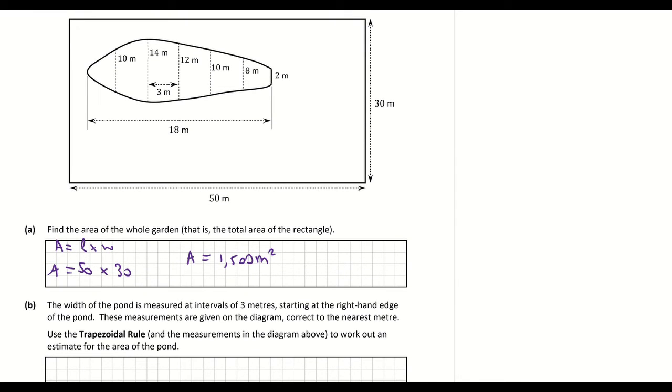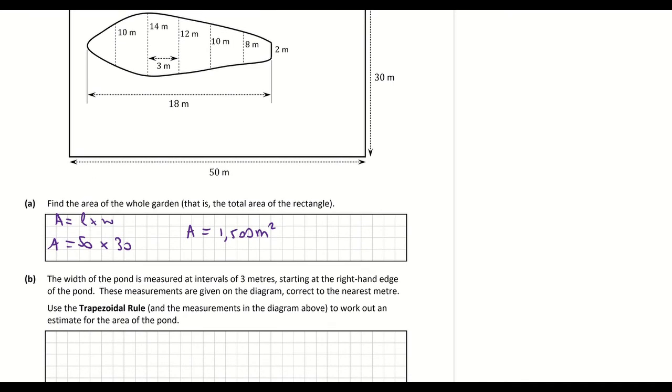B, the width of the pond is measured at intervals of 3 meters, starting at the right-hand edge of the pond. These measurements are given on the diagram correct to the nearest meter. Use the trapezoidal rule to estimate the area of the pond. So the trapezoidal rule is coming from our log tables and is given as area equals h over 2 plus and so on. So I'm just going to fill that in for my trapezoidal rule.